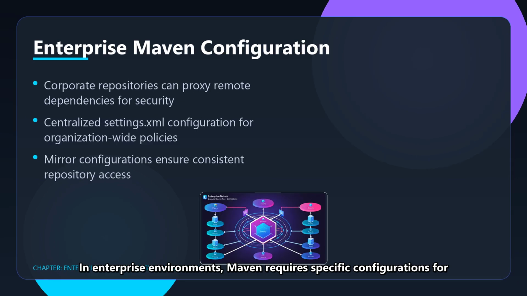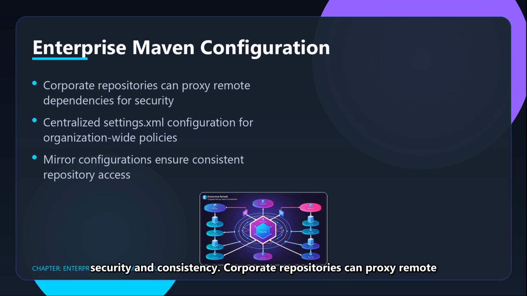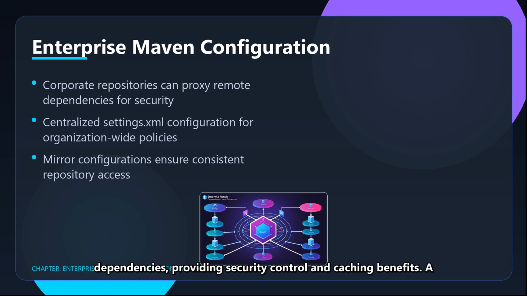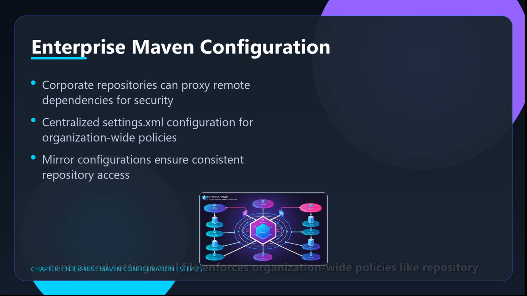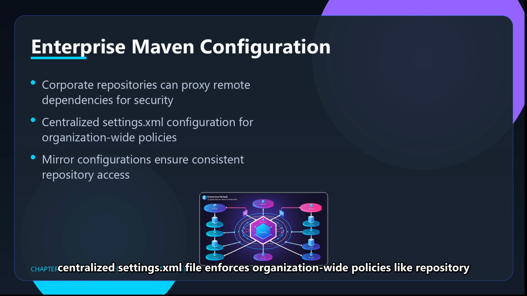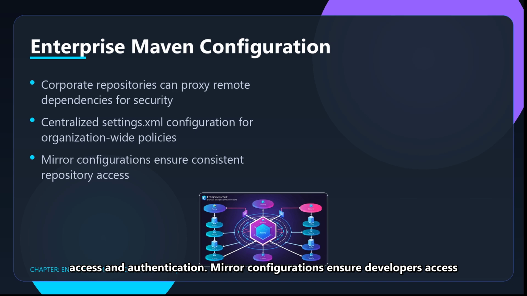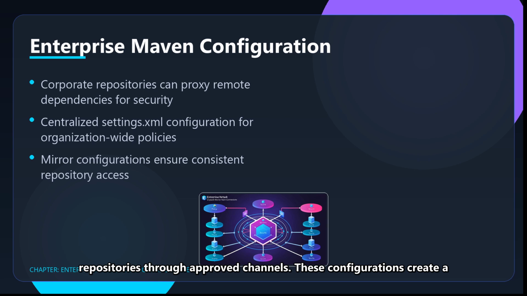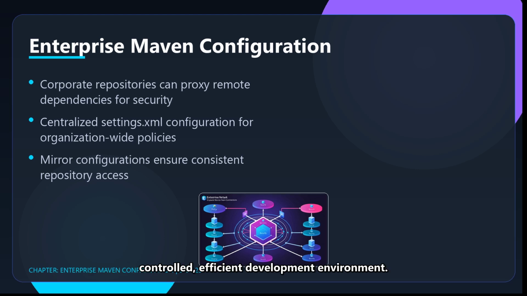In enterprise environments, Maven requires specific configurations for security and consistency. Corporate repositories can proxy remote dependencies, providing security control and caching benefits. A centralized settings.xml file enforces organization-wide policies like repository access and authentication. Mirror configurations ensure developers access repositories through approved channels. These configurations create a controlled, efficient development environment.